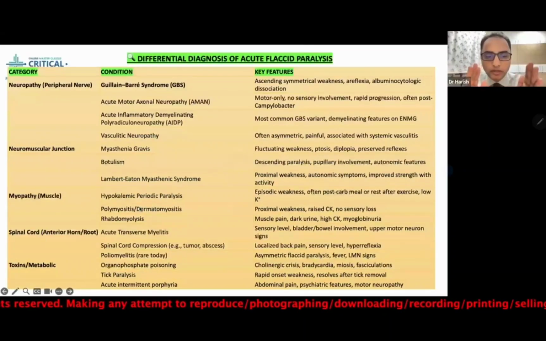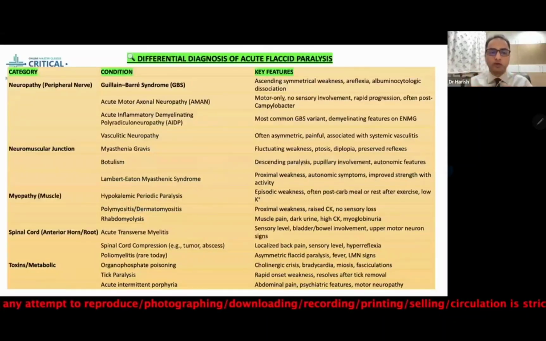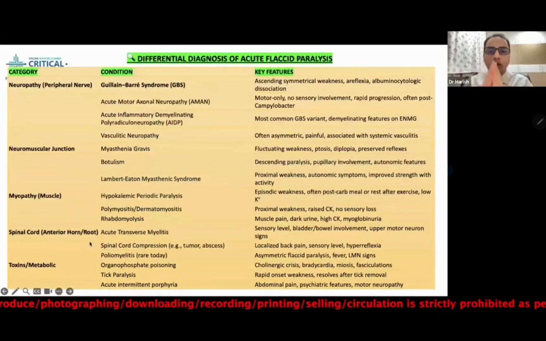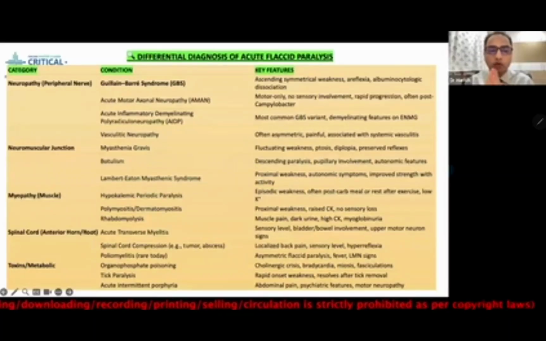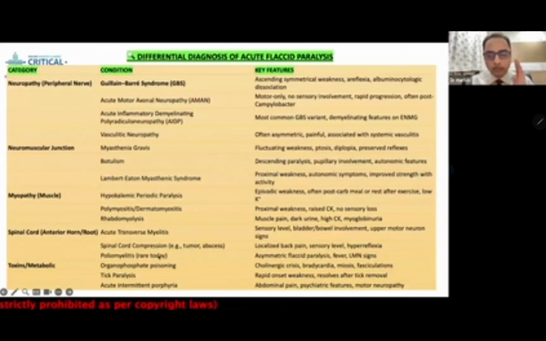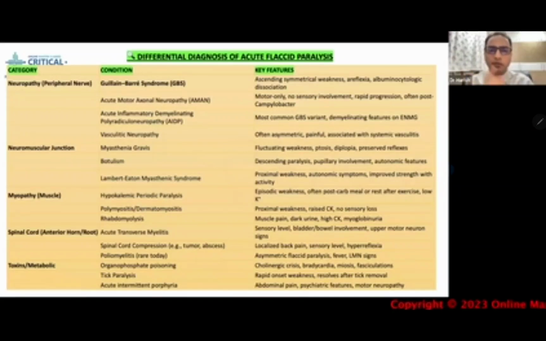Myopathy also includes rhabdomyolysis. Okay, so spinal cord or anterior horn, anterior root involvement: transverse myelitis, spinal cord compression, tumor, abscess, and poliomyelitis, which is rare in today's instance. Next, toxins or metabolic involvement: OP poisoning, tick paralysis, acute intermittent porphyria. So this is the table. It also tells about the key features of the differential diagnosis of acute flaccid paralysis. Very, very important.